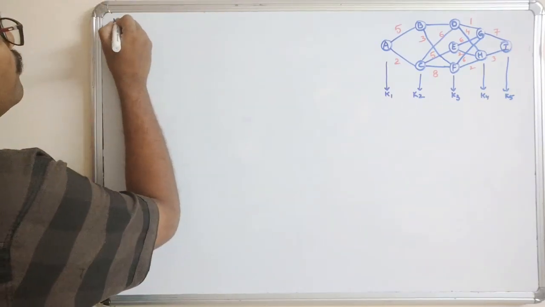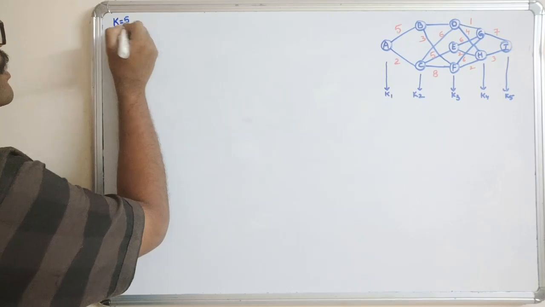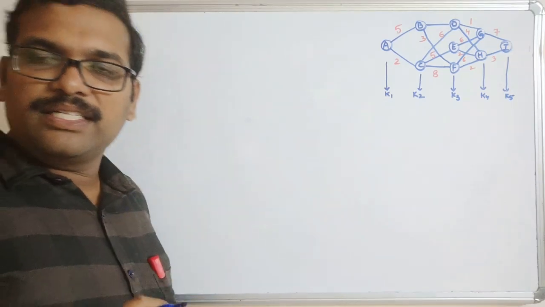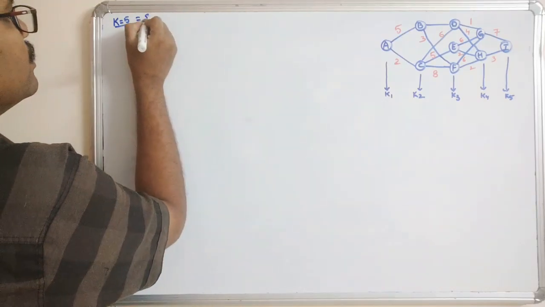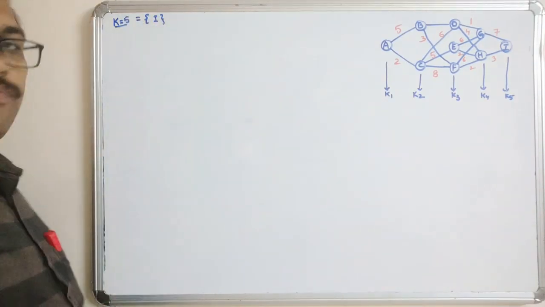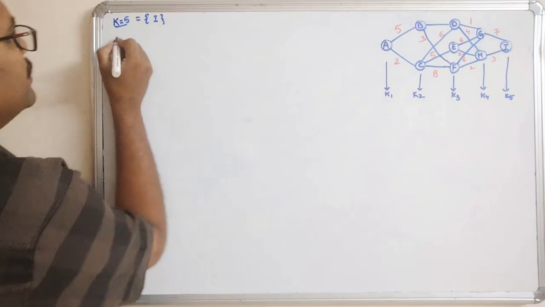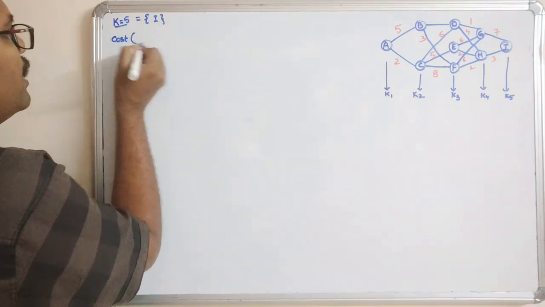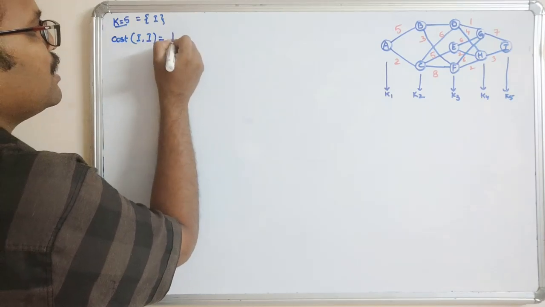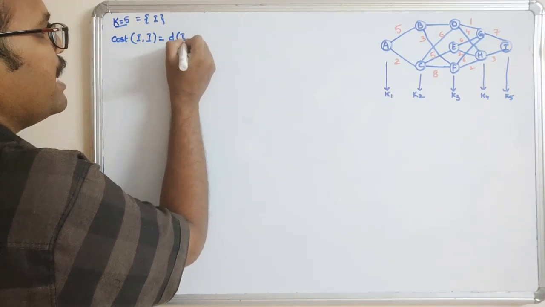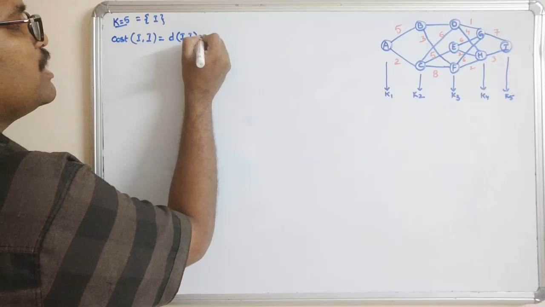So now I will go with K equal to 5. How many vertices are there? We have only one vertex, that is I. We need to find out the cost of I. So the cost of I comma destination I is nothing but the distance of I and I, which is equal to 0.